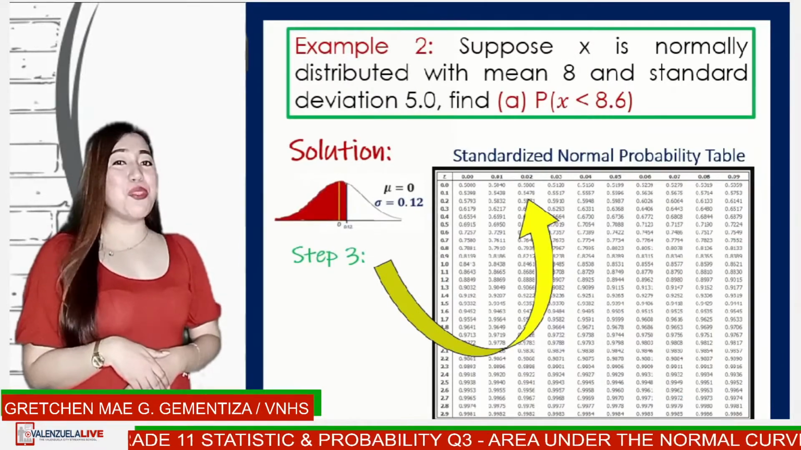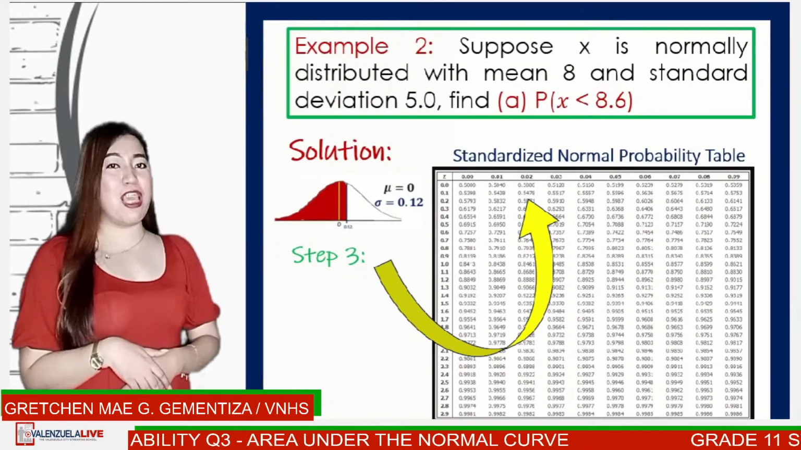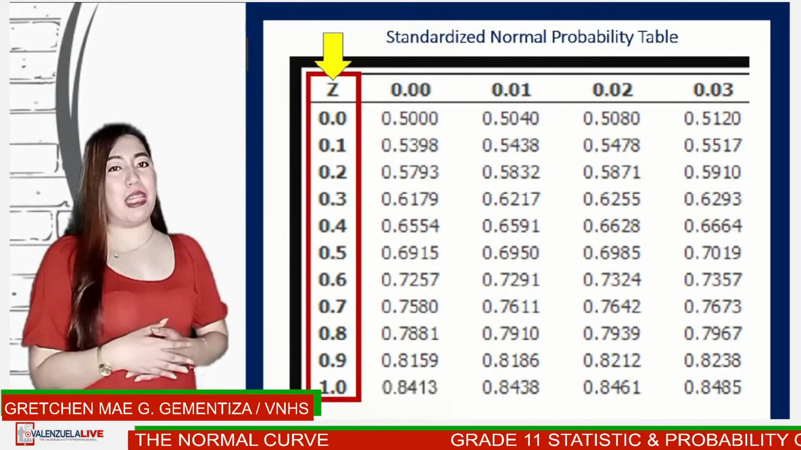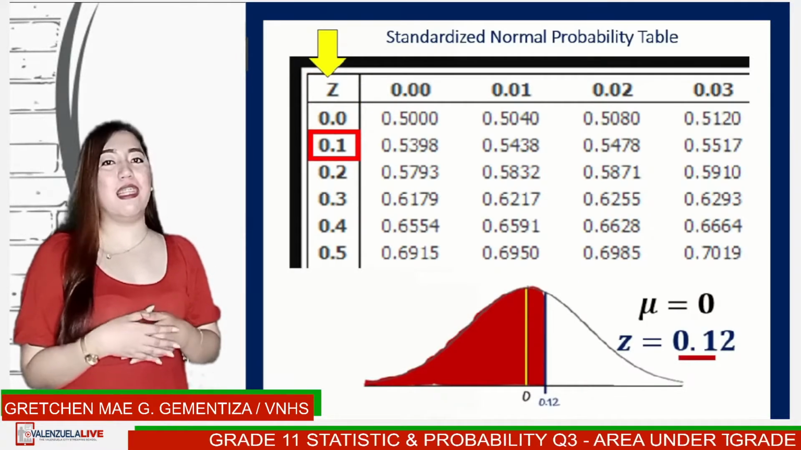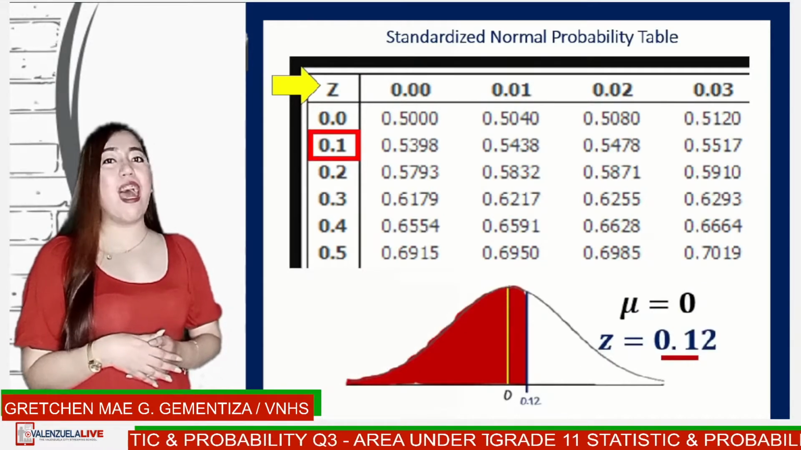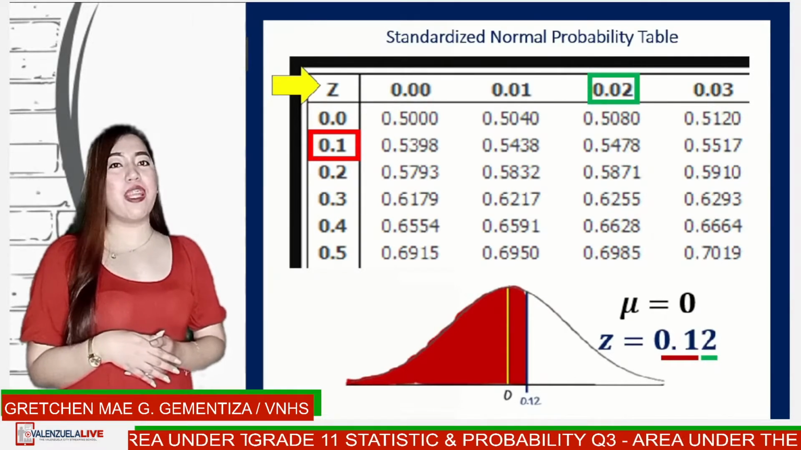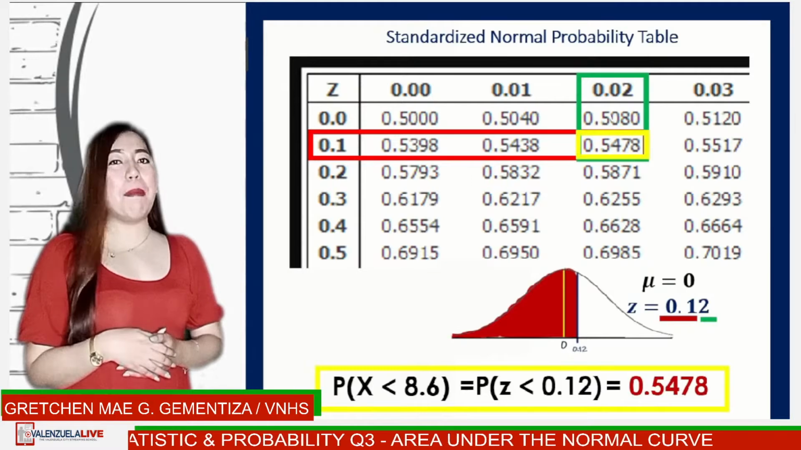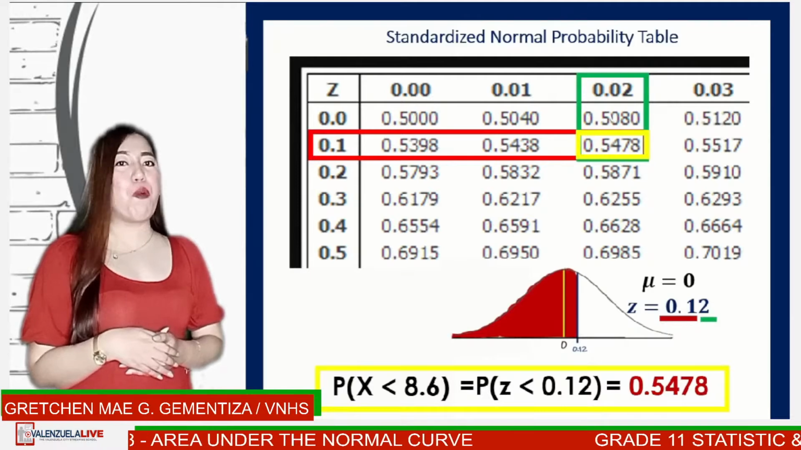Step 3. Using the standardized normal probability table, find the probability of z which is equal to 0.12. Remember that in finding probability, the units place and the first decimal place are shown in the left-hand column, and the second decimal place is displayed across the top row. The probability of the given z-score is at the intersection of the row and column. Thus, the probability of 12 hundredths or 0.12 is 0.5478.